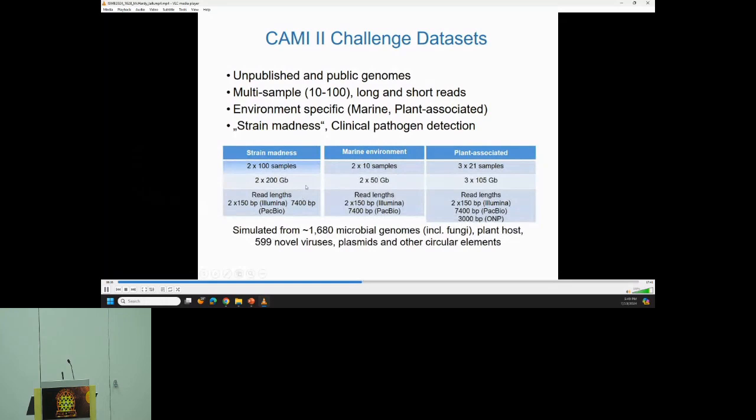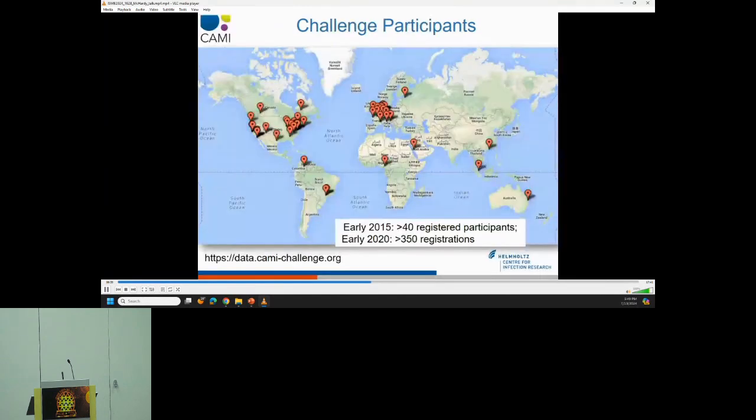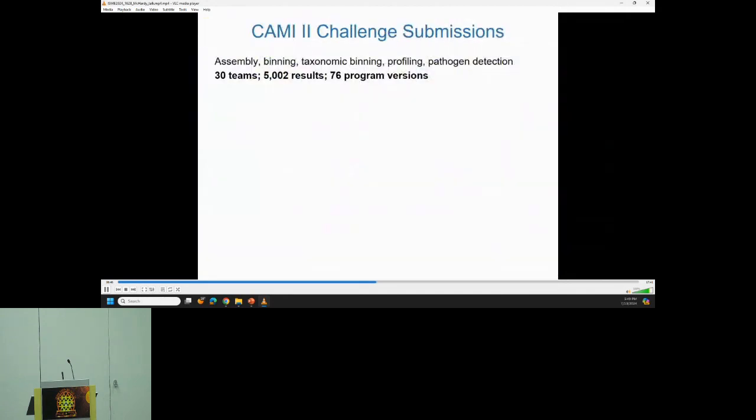And so in terms of data, the samples comprised up to 400 gigabase pairs of sequences, and they were created from almost 1,700 microbial genomes, which included also fungi, plant hosts, and also high copy circular elements, and both public and private genomes. And we had, before the start of this challenge, more than 350 registrations of people that were interested in accessing these data that we generated. And then in the end, 30 teams managed to submit their results on time. So there was a timeline until which results could be submitted, and then afterwards evaluations began.